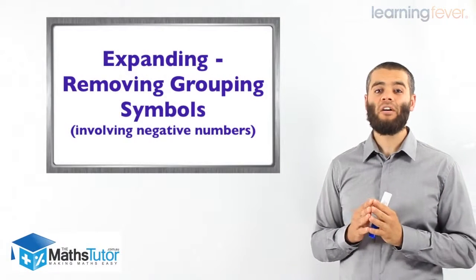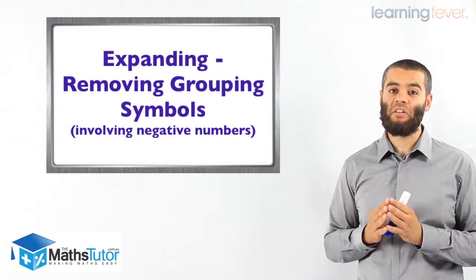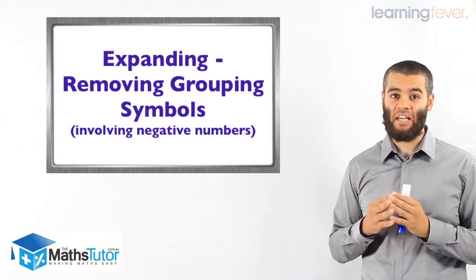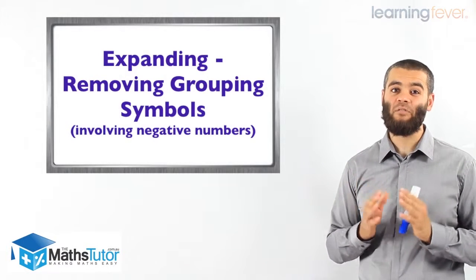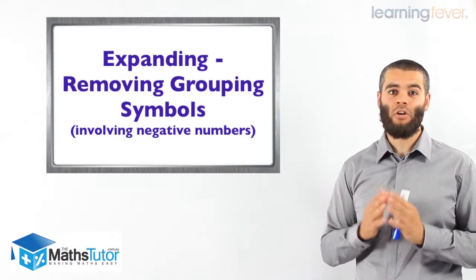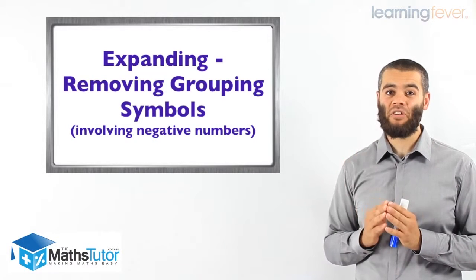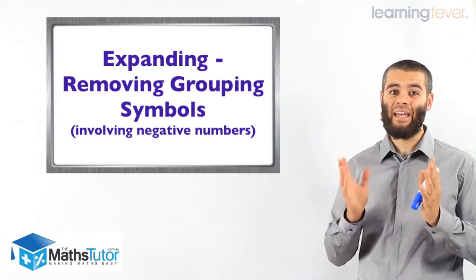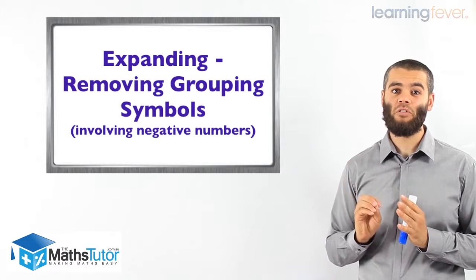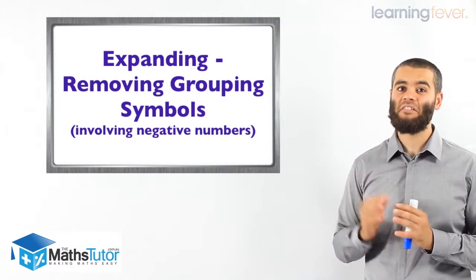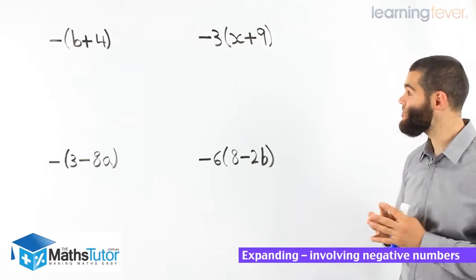Hey guys, we're now going to expand and remove grouping symbols. However, we've got to be careful. This involves negative numbers. With negative numbers or directed numbers, we have to be extra careful because the negative can stuff up the question if we don't follow the rules. Let's get started with these examples.